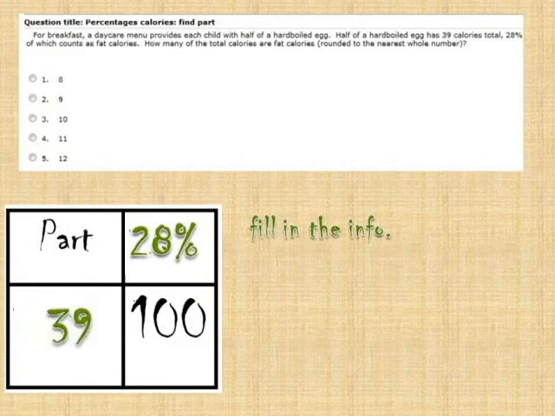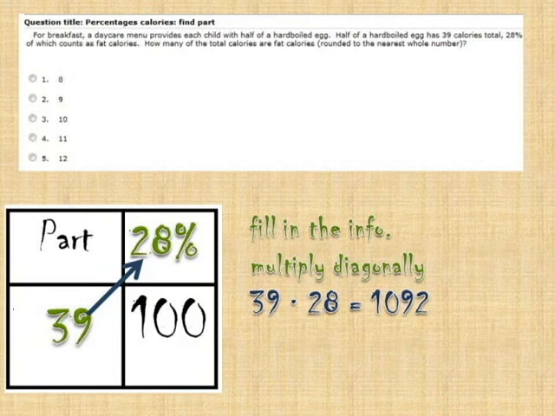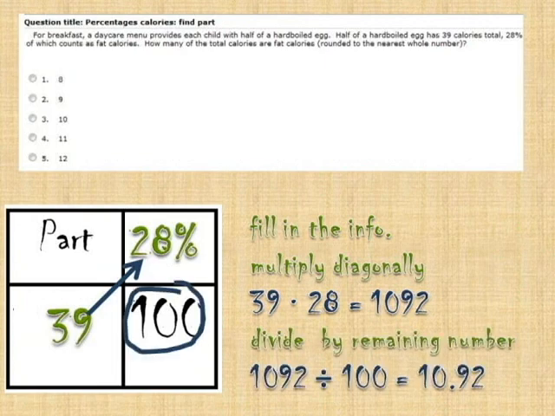Setting up the problem is really the hardest part, and once we have that done, we can just go ahead and do our calculations. We can multiply across. 39 times 28 is 1092, and divide by the remaining number, which is 100. 1092 divided by 100 equals 10.92.